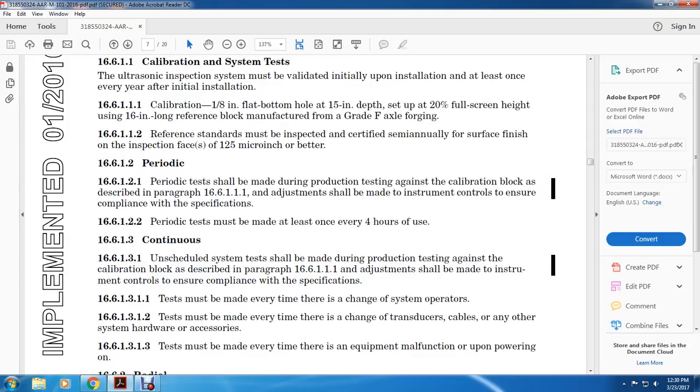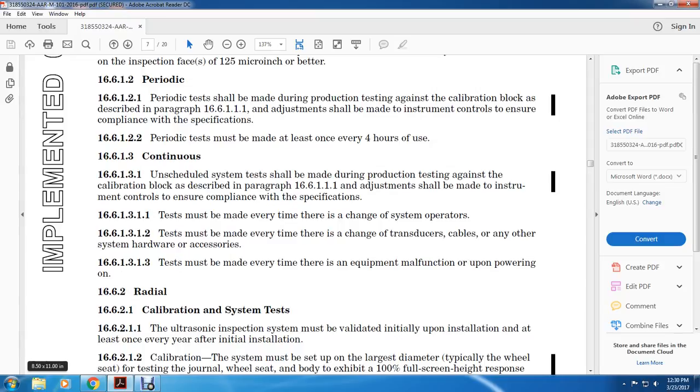16.6.1.3 Unscheduled tests. 16.6.1.3.1 Unscheduled system tests should be made during the production testing against the calibration block as described in paragraph 16.6.1.1.1. Adjustments shall be made in the instrument controls to ensure compliance with the specification. Tests must be made every time there is a change of system operators. Tests must be made every time there is a change of transducer, cables, and any other system hardware accessories. 16.6.1.3.1.3 Tests must be made every time the equipment malfunctions upon powering.